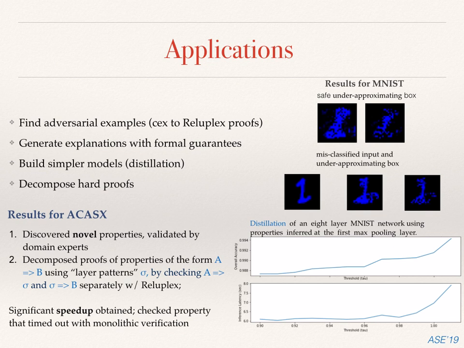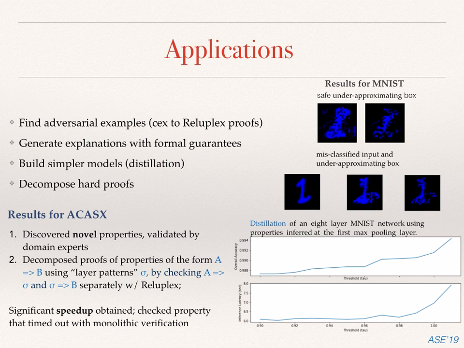We also used the layer patterns that we inferred with the decision tree learning to decompose hard proofs, which are of the form A implies B. In fact, this ACAS Xu system does have some high-level properties that it is supposed to satisfy, but they are really difficult to prove. With our layered patterns, sigma, we could decompose them into two checks, A implies sigma and sigma implies B, where sigma is a pattern at some intermediate layer, resulting in simpler, cheaper checks that were performed with Reluplex. All in all, this resulted in significant speed up, and we were able to check properties that timed out with monolithic verification.